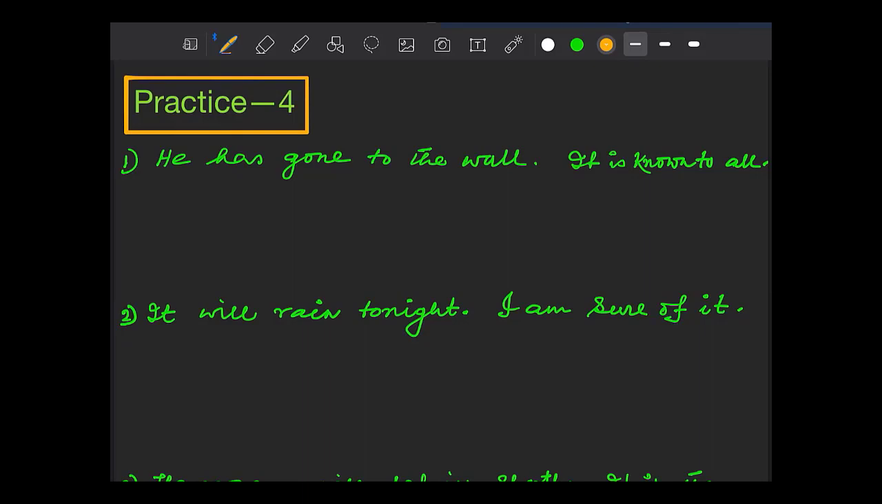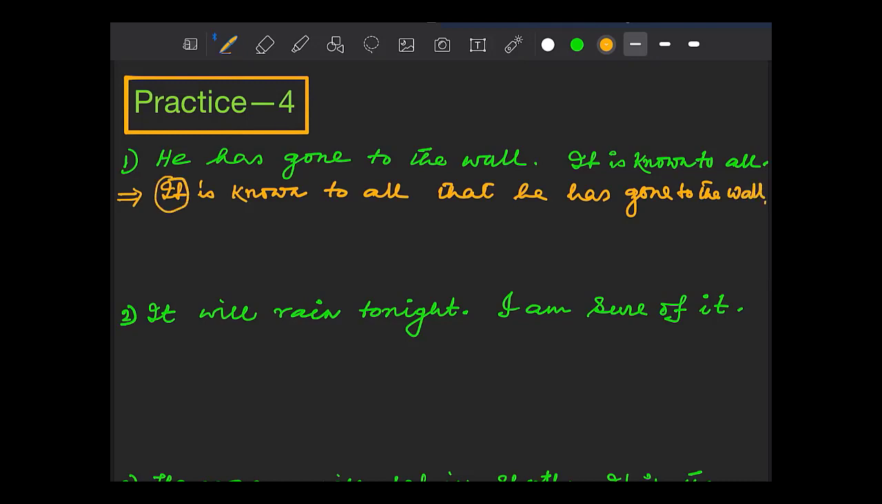Now see the answer. He has gone to the wall. It is known to all. You know it very well what it is. It is known to all that he has gone to the wall.